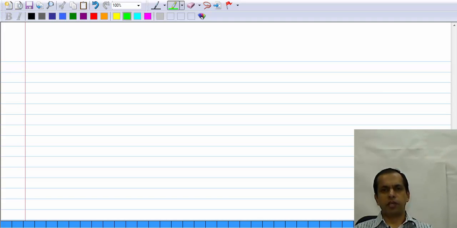Now we will look at a couple of examples of circuit analysis when the circuit has diodes. Of course, I will take a very simple circuit, but the principles are the same for more complicated circuits.